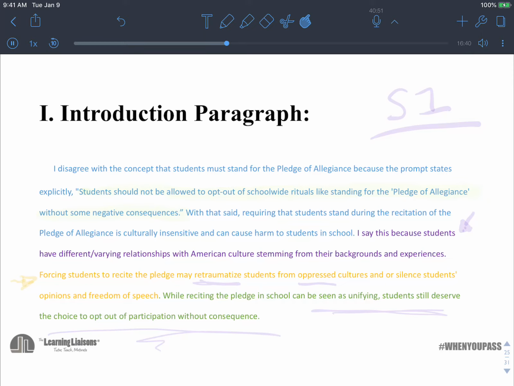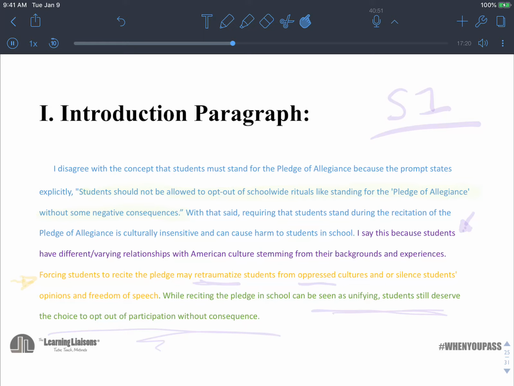But for this one, I included a 3rd subtopic because I believe that adding a counterpoint, like the topic in green, provides credibility to the author of this introduction paragraph, because it says here, while reciting the pledge in school can be seen as unifying, students still deserve the choice to opt out of participation without consequence. All right, so this, while reciting can be unifying, that's our counterpoint. So I do suggest trying to include something like that within your paper.